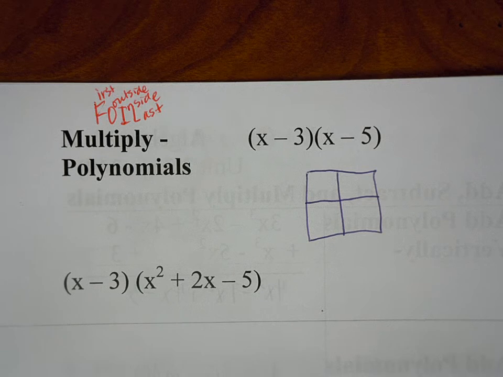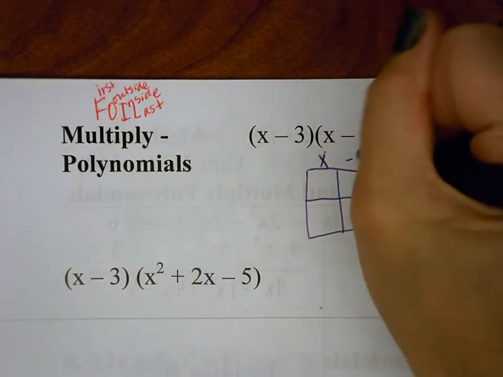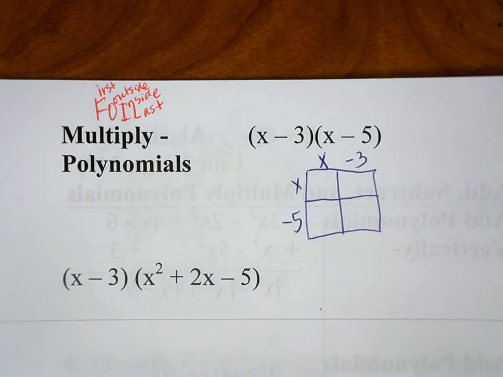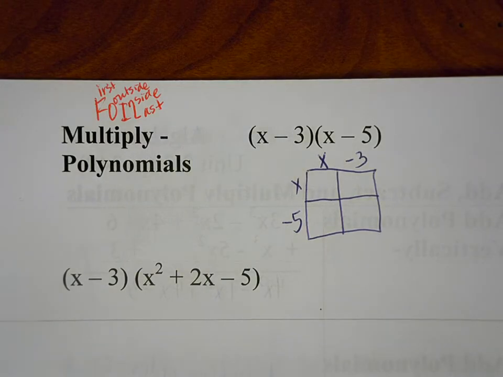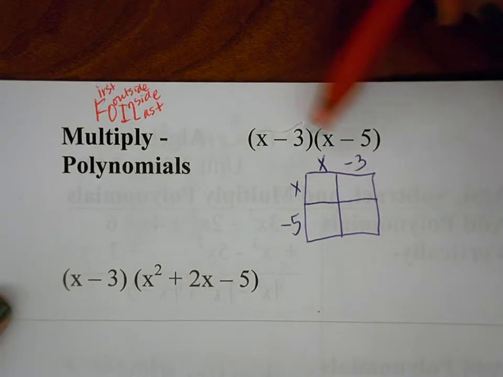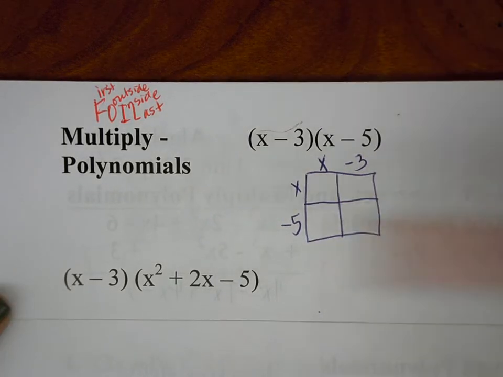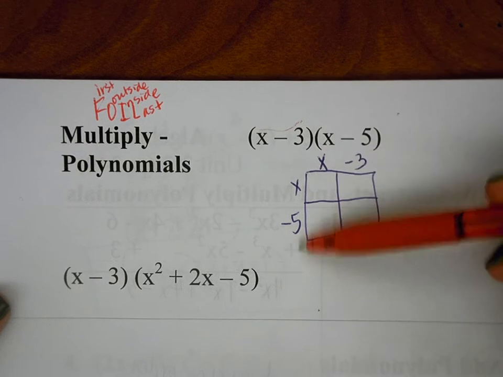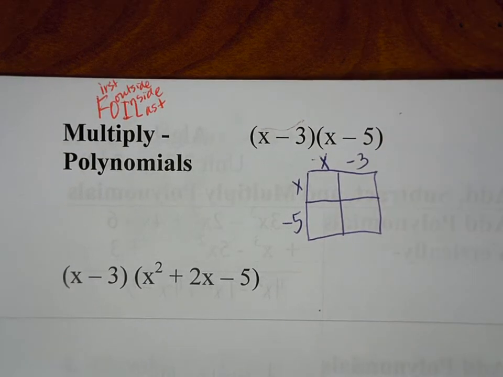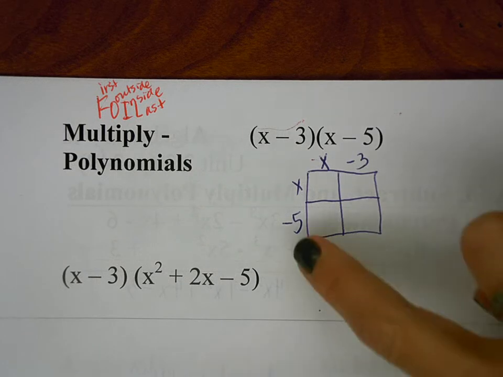You do not have to use the box method, but I'm going to use the box method on a lot of the things that I do because I feel like it organizes things well. But again, you can do it whichever way you want to. Okay. So once you make your 2 by 2 box, because I have 2 terms by 2 terms, I write one of the parentheses down and one of the parentheses across the top. It doesn't matter where you put either one, okay? But pay attention to signs.